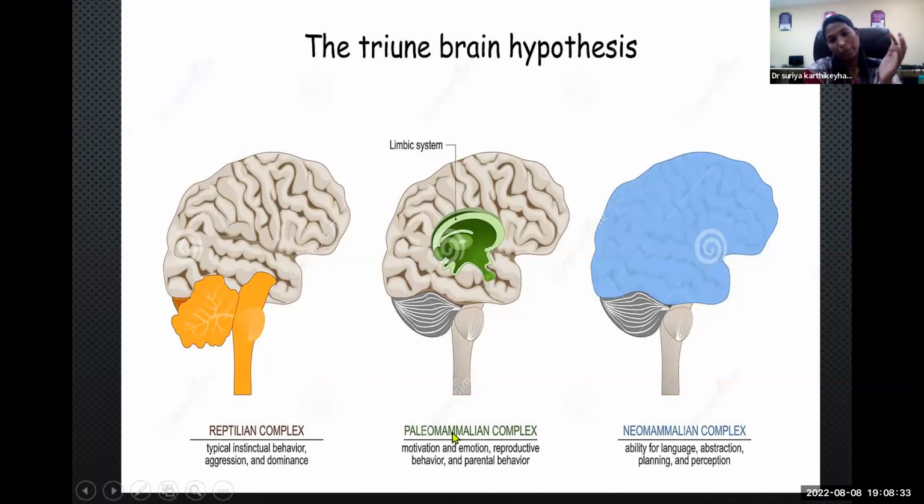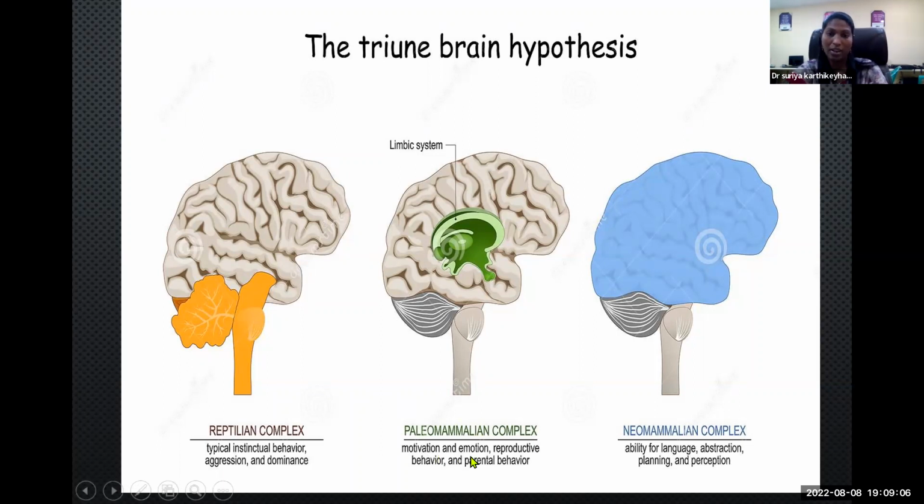Over a period, we moved on to the paleo-mammalian complex. Mammals. What does it mean to be a mammal? We should have a reproductive capacity. We should expand our generation, the Homo sapiens generation. We have to reproduce and increase our population. That is called the mammalian complex. And then we have to feed our species. Not only are we reproducing, we are feeding them, and we are helping them survive. That is the paleo-mammalian complex.